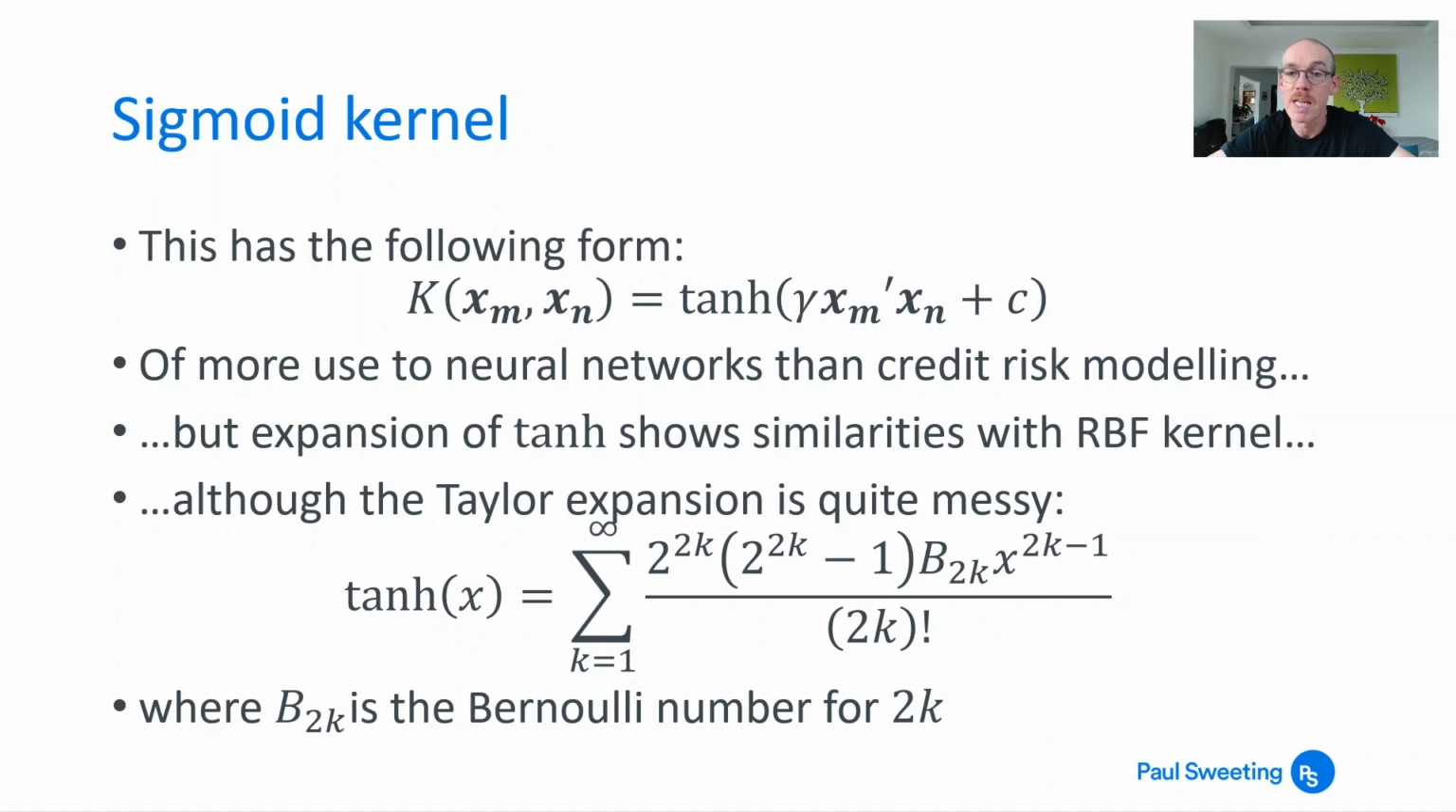I mean, the Taylor expansion is pretty messy. It's the sum from k equals 1 to infinity of 2 to the 2k times 2 to the 2k minus 1 times b2k x to the 2k minus 1 over 2k factorial. And b2k is the Bernoulli number for 2k. Look it up. It is not intuitive at all, but it is a thing.